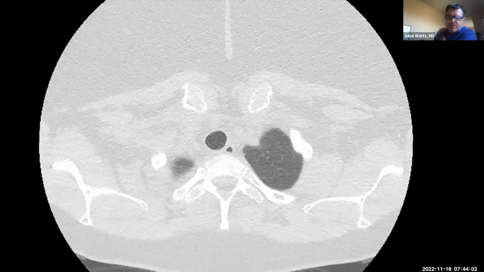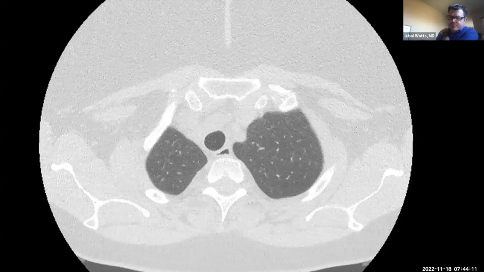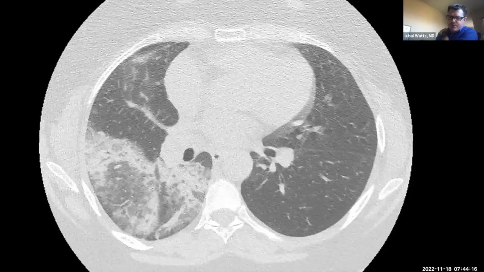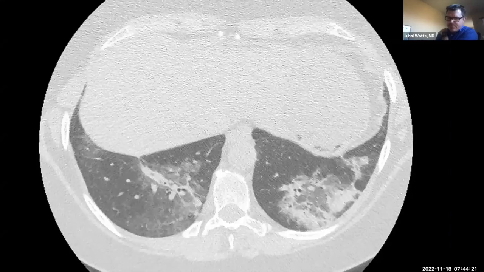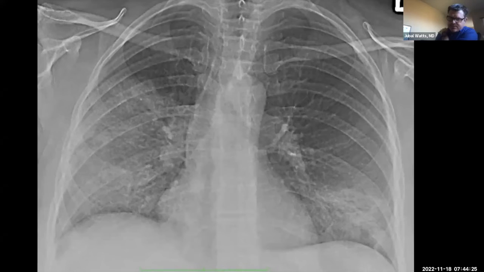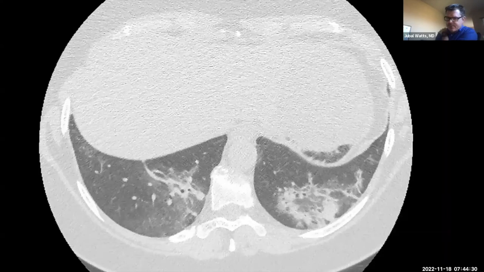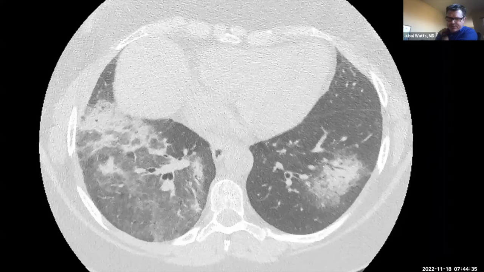All right, how are we doing? Here's another case, progressive dyspnea and fever, no improvement with community-acquired pneumonia antibiotic therapy. I don't know the age of this patient, probably 40s, I would guess. So I'll scroll through and y'all can take a look. Oh, there's a chest x-ray. So did not get better on antibiotics, maybe, if anything, a little worse.